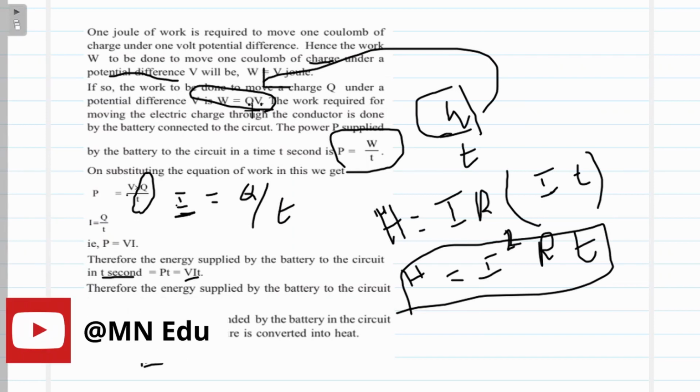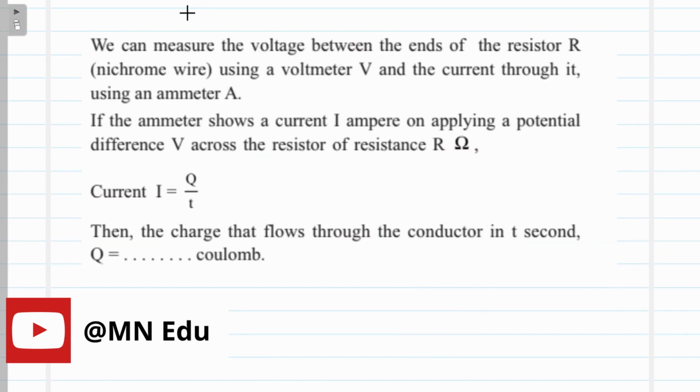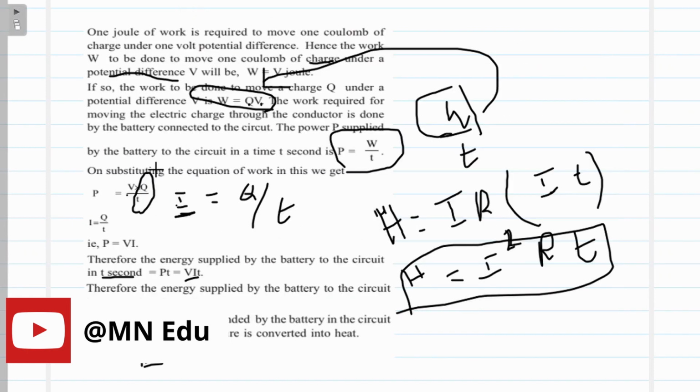We rearrange it: W equals Q into V, that means charge under 1 volt. After that, we know that power equals work done divided by time, that is W divided by T. We already know the W equation, so substituting, P equals QV divided by T. We already know I equals Q by T, so instead of Q by T we use I. So P equals V into I.